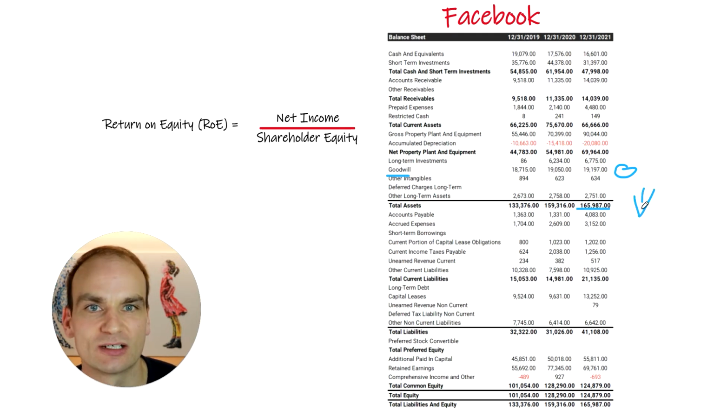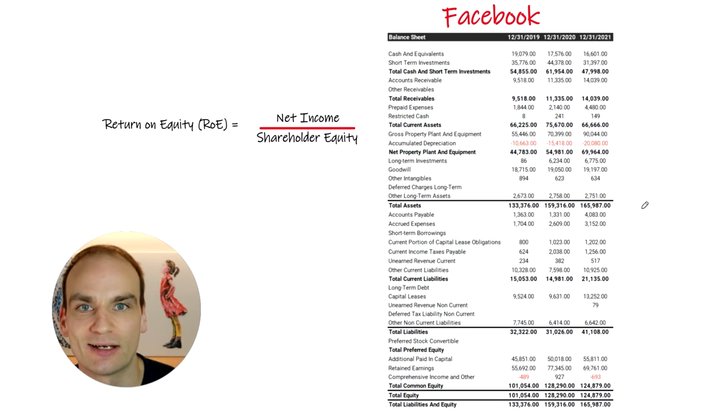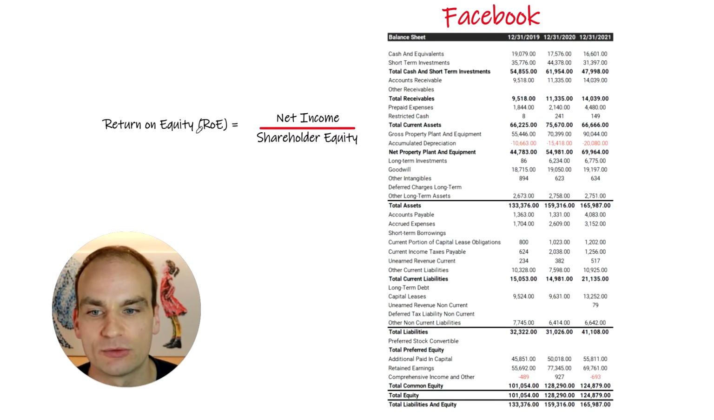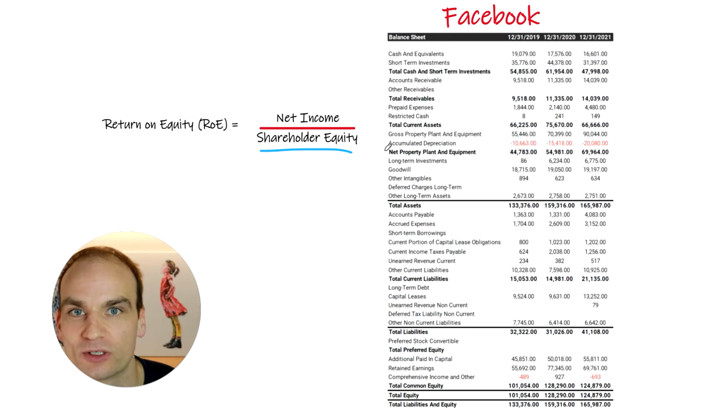It's not necessarily a way in which it would improve the business, it would just be more accounting tricks. The way in which you want to see return on equity grow would be to see net income essentially explode while managing that net worth of the business.